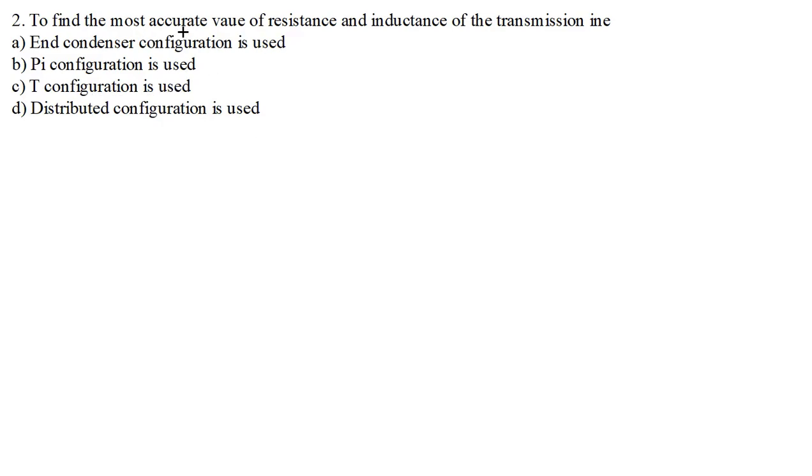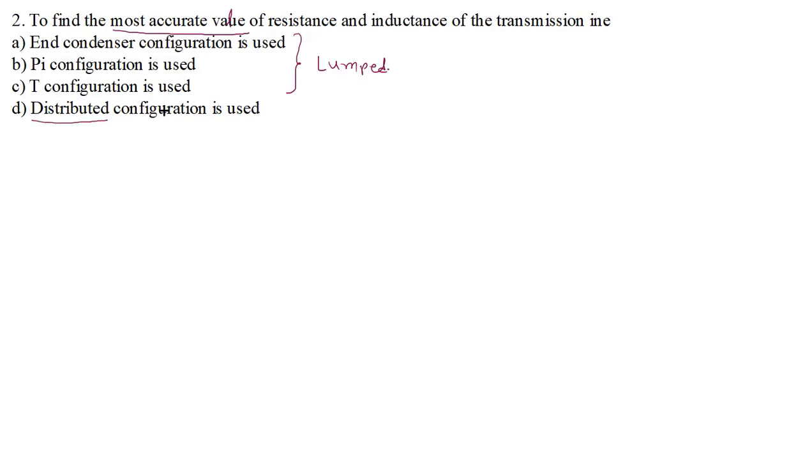So here, very important, what they have mentioned is the most accurate value. We need to determine the most accurate value of the line parameters R, L, C and G. For that various configurations are used. Out of these, the first three, that is end condenser, pi configuration and T configuration, are called the lumped parameter model, whereas this one is the distributed parameter model.